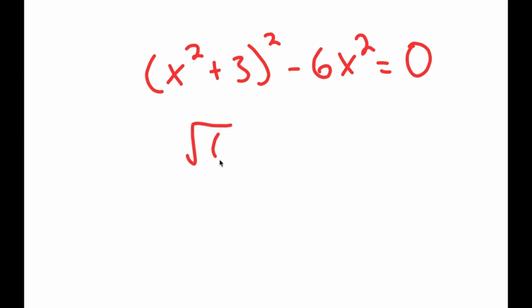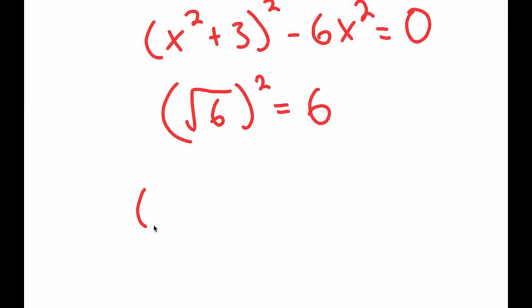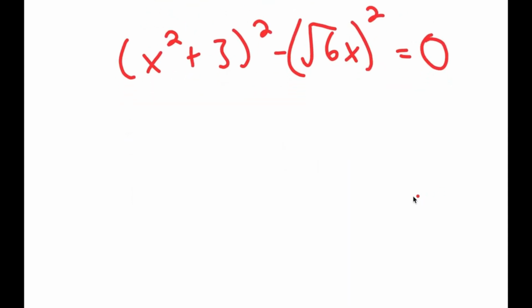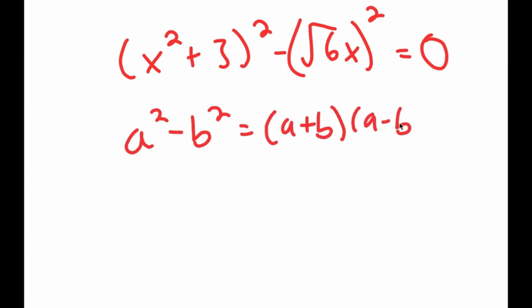remember how the square root of 6 squared is equal to 6. So what I'm going to do is rewrite this as x squared plus 3 squared minus the square root of 6x squared is equal to 0. And the reason I did that is because now I can use the property a squared minus b squared is equal to a plus b times a minus b.